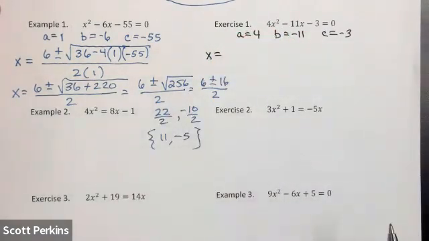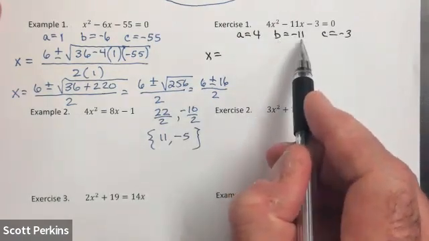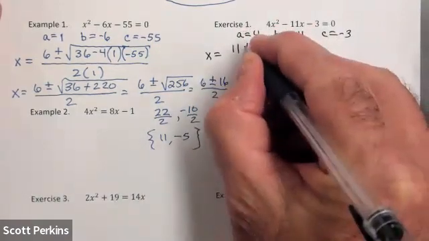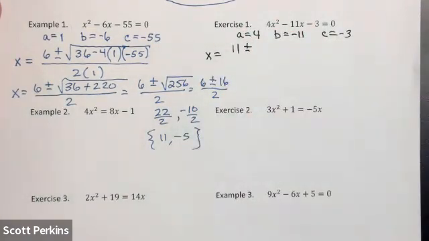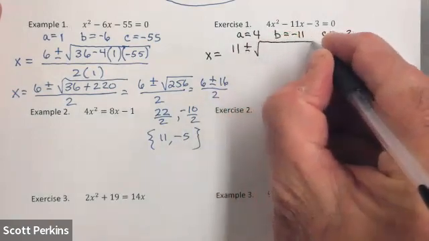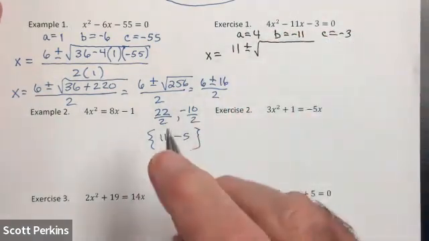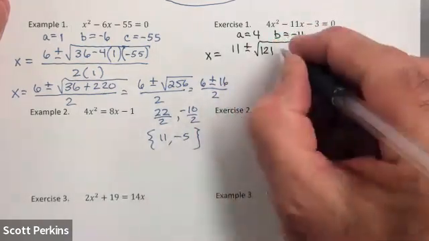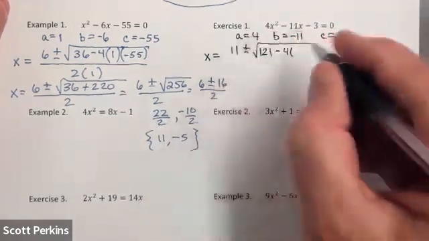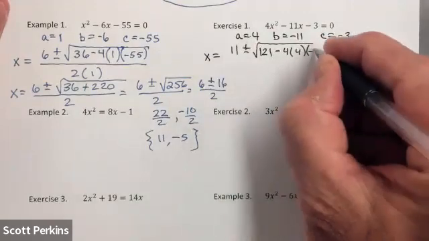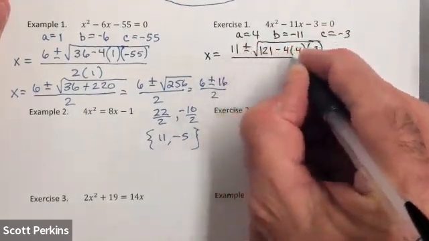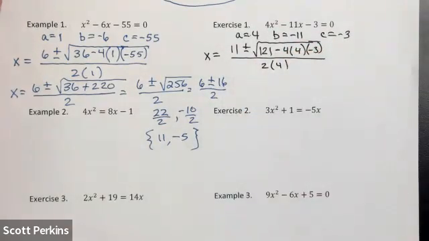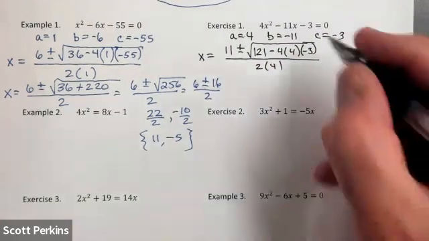So when I go ahead, my solutions are going to be negative b. Remember, that just means change the sign on b. So that is going to be positive 11 plus or minus. That means there's going to be two answers. Then I've got my square root of b squared. Negative 11 squared, negative 11 times itself is 121. Minus 4 times a, which is 4, and c, which is negative 3. And all of that is over 2 times a, so 2 times 4. And put the appropriate numbers in the appropriate places.